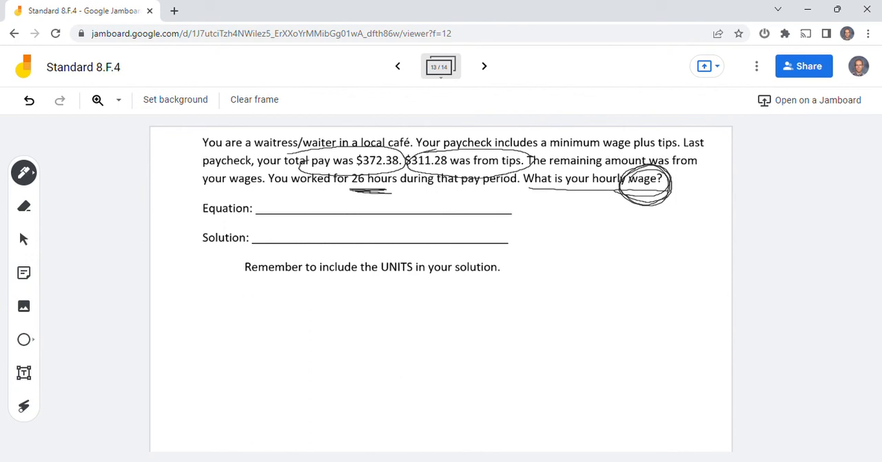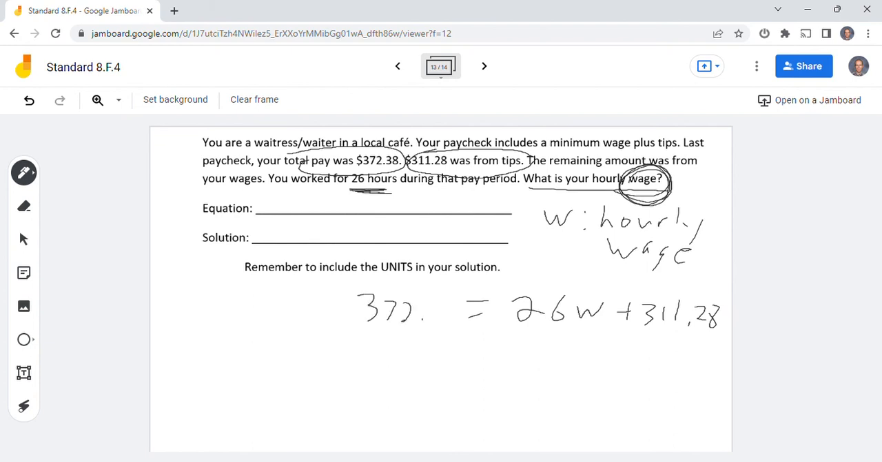All right, so we're going to have our hourly pay, which would be 26 times W, I'm going to call it. Let's label W. W is our hourly wage. So 26 hours times that hourly wage will give us our wages for all the hours that we work, the money. We know that we got $311.28 from tips. So I'm going to add that $311.28. And over on the other side, we have our total pay, $372.38. So if we take our pay for our hours, our pay from our tips, that should get us our total pay. That's our equation. That's what I want you to write here.